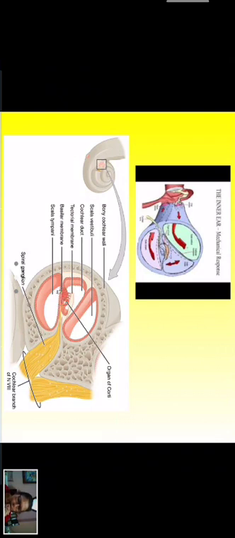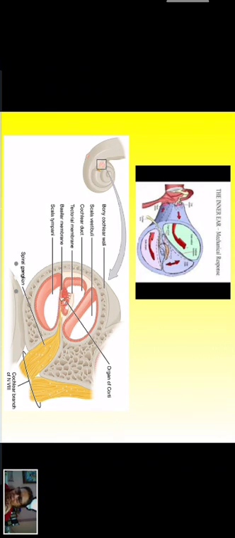Who can answer? Gauri, what are the auditory receptors? This is a very simple question. I thought I don't have to explain this. Like rods and cones are the visual receptors, what are the auditory receptors? Hair cells. Auditory hair cells are the auditory receptors.